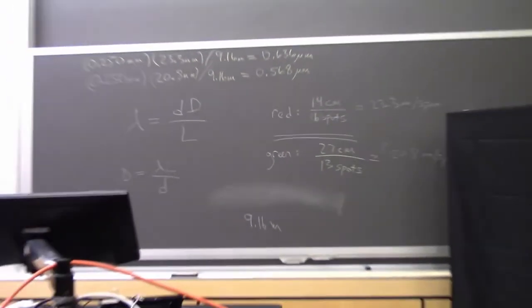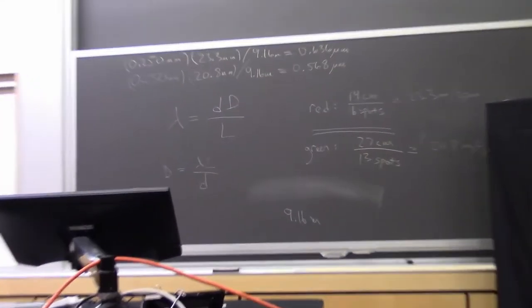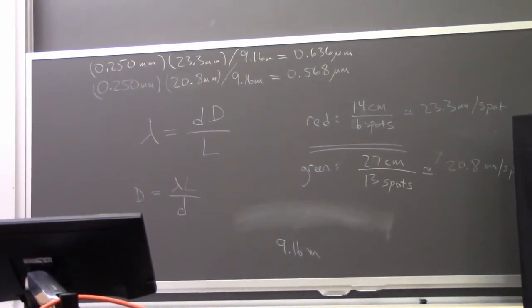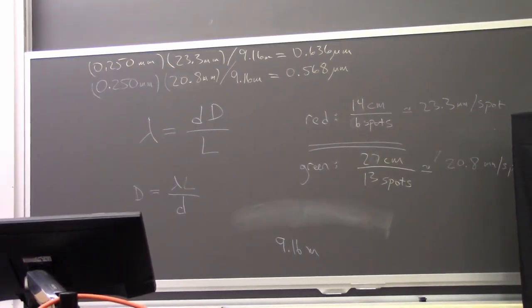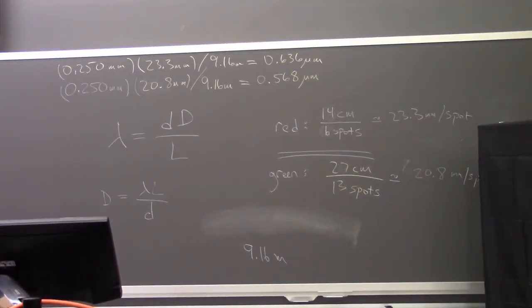And then what I wrote down on the board was, for the red case, I measured 6 spots were 14 centimeters, so that's 23.3 millimeters per spot. For the green spots, I measured 27 centimeters for 13 spots, so that's 20.8 millimeters per spot. So you can see the green spots are narrower than the red spots once you count a bunch of them.